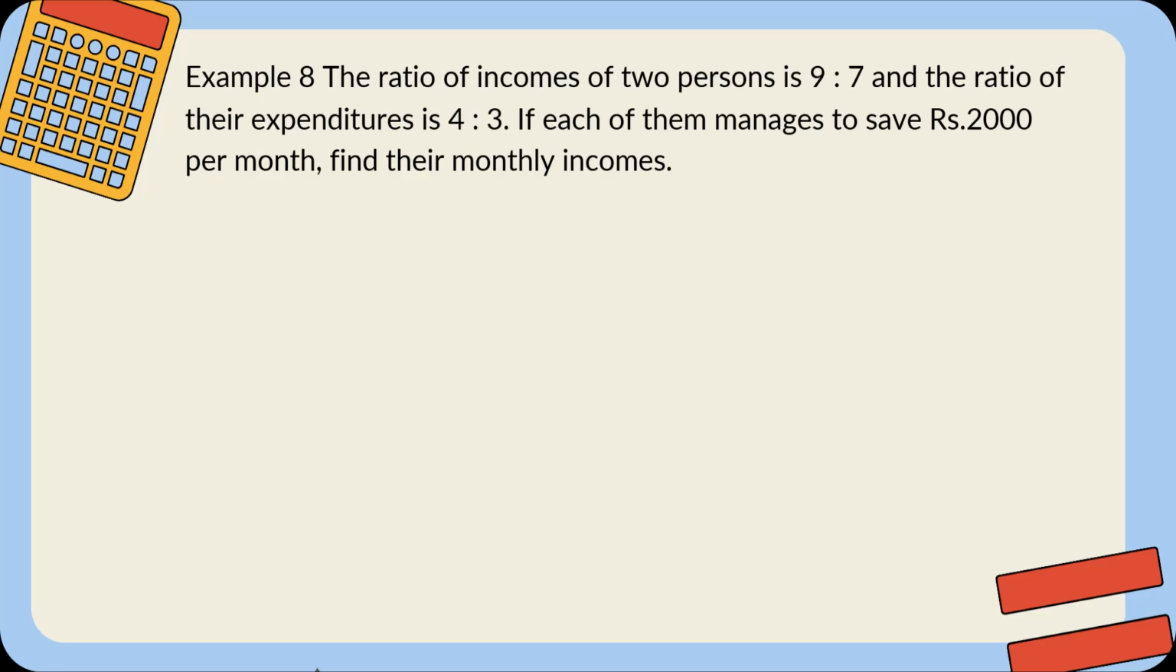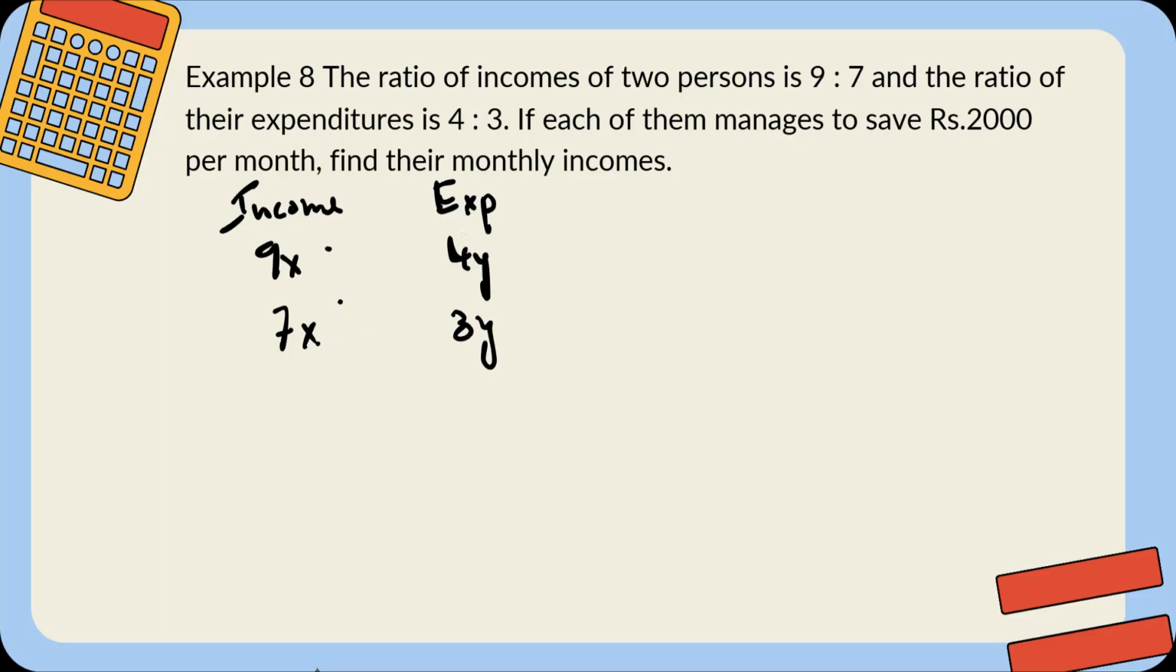So first, let's try to understand. The ratio of income of two persons, we can write as 9x and 7x. So the first person's income is 9x, and the second person's income is 7x. We're talking about the income because it was a ratio. Now we have expenditure. The first person's expenditure is 4y, and the second person's expenditure is 3y. Now each of them manages to save 2000 per month.